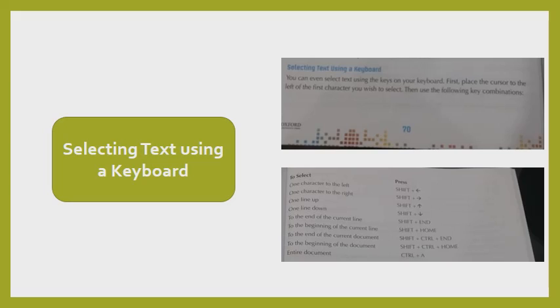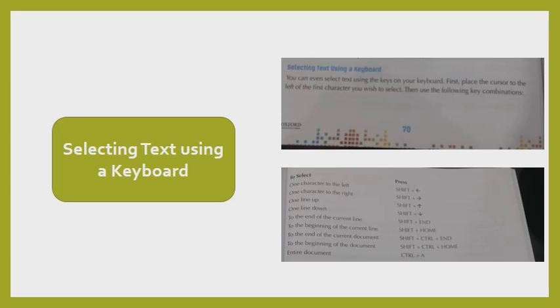So let's see. If you want to select only one character to the left, you will use Shift plus the left arrow. It means you will press the Shift and left arrow keys together. Okay. If you want to select one character to the right, you will press Shift, and with the Shift key you will press the right arrow key at the same time.